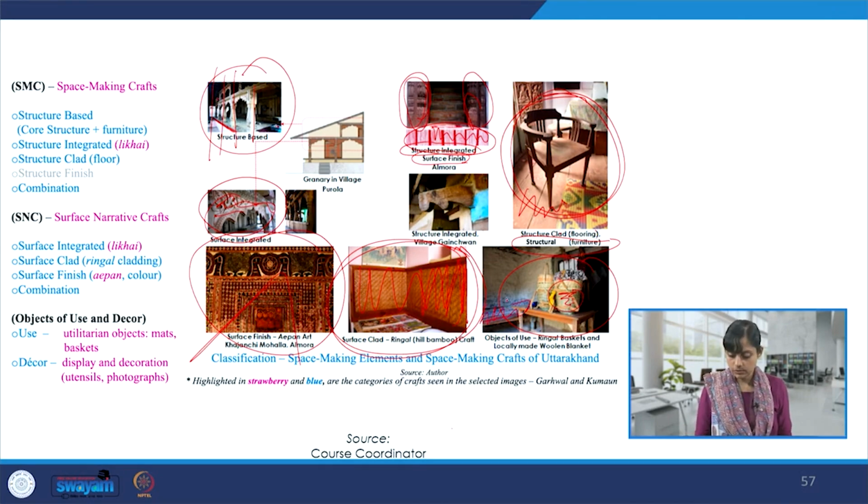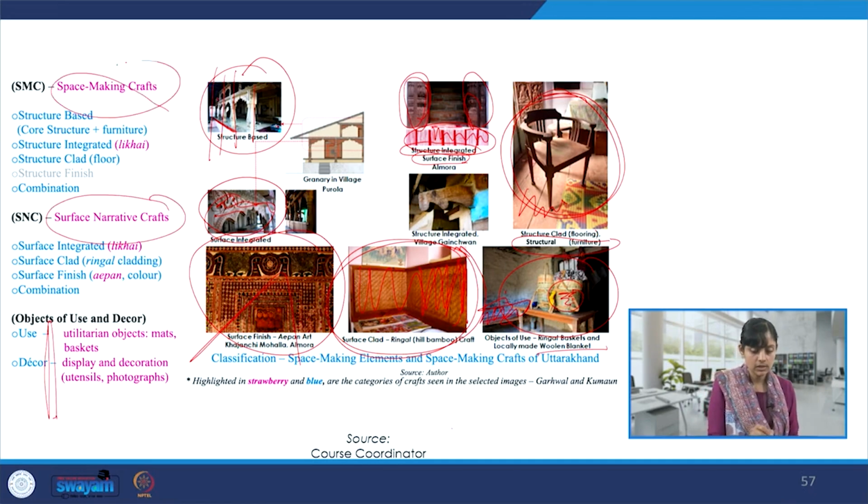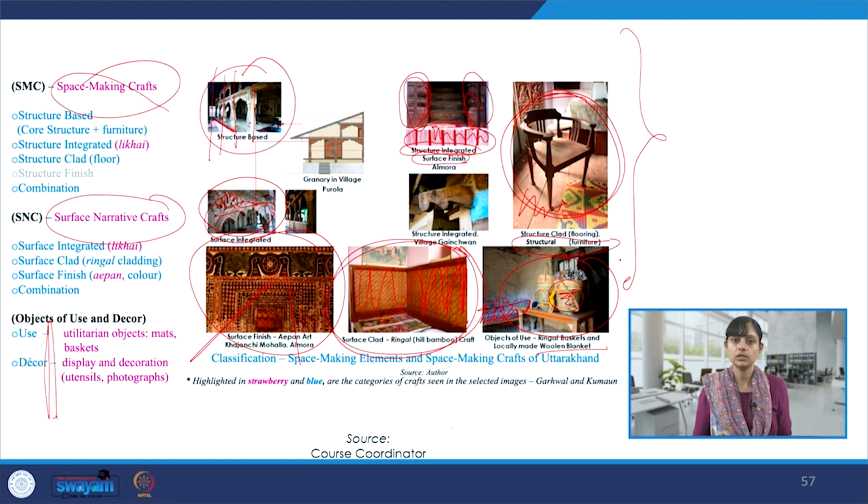And there is also the woolen blanket which is locally made. So we see objects of use and decor, we see surface narrative crafts, we also see space making crafts. So all the categories more or less are seen here in this inventory. So we could analyze interior architecture projects in terms of different building elements that go into the making of them, and then what are the different space making or building crafts that we could see over there at different levels and different capacities, like I was explaining.